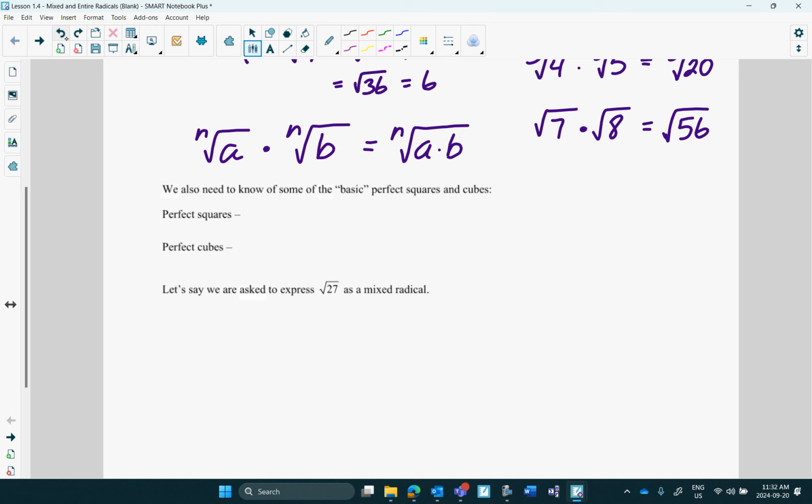We don't have to worry about 1. 1 is a perfect everything. It's a perfect square, it's a perfect cube, it's a perfect fourth, it's a perfect fifth, because you can take the nth root of 1 and it's always 1. Okay?